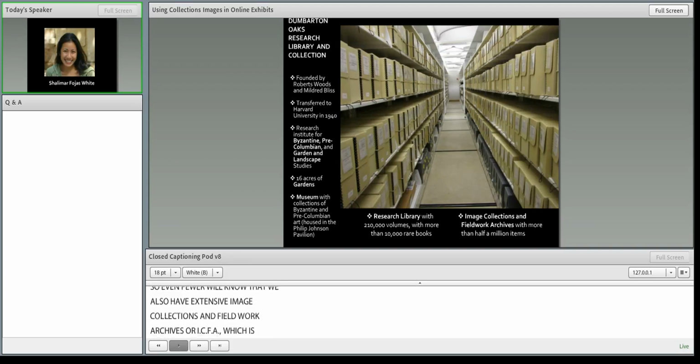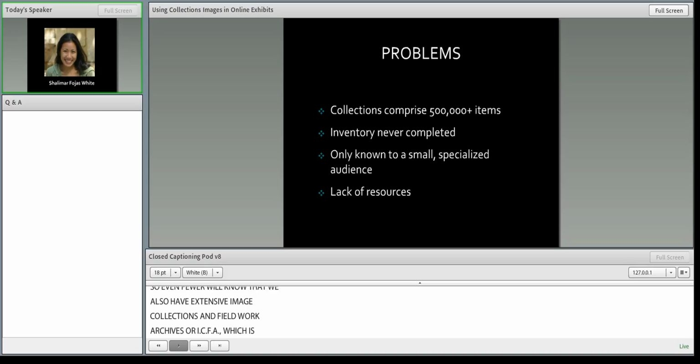ICFA's collections focus primarily on Byzantine art, architecture, and archaeology. They are rich but almost overwhelmingly vast. The Byzantine photographs alone number more than 500,000 items in a variety of media, including photographs, negatives, slides, transparencies, even films, which we recently released online through Vimeo.